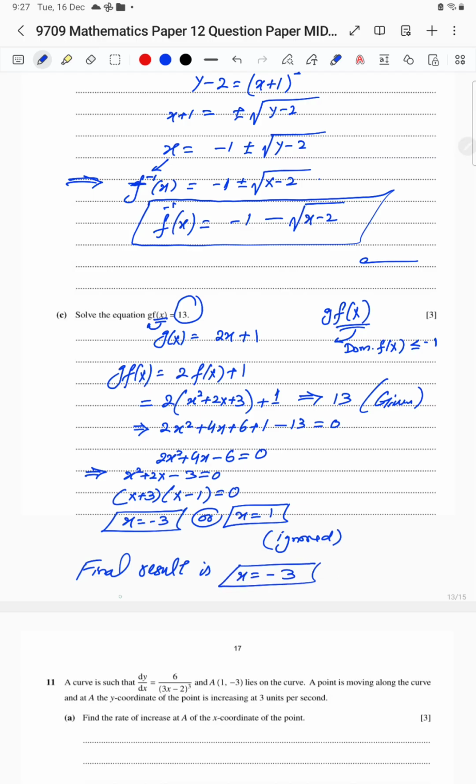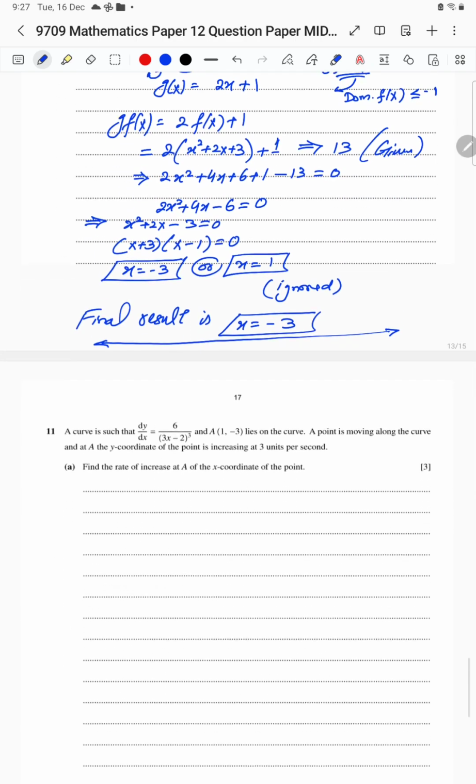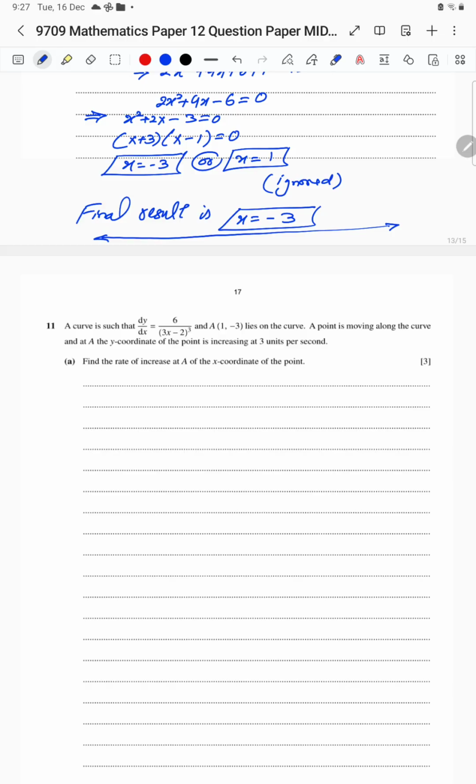If you didn't get it, do revise the lessons for the composite function and you will get it. Here goes the final question. The curve is dy by dx is given to be 6 into 3x minus 2 power minus 3. Point A lies on the curve. A 1 comma minus 3 lies on this curve.